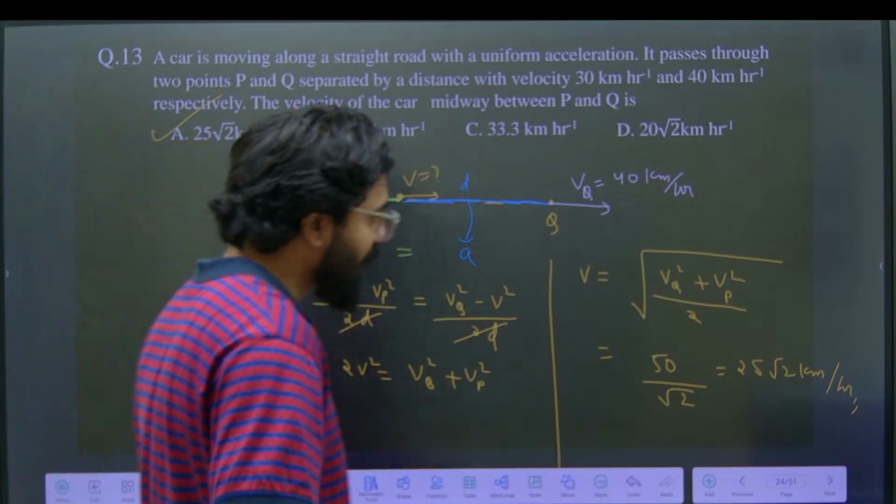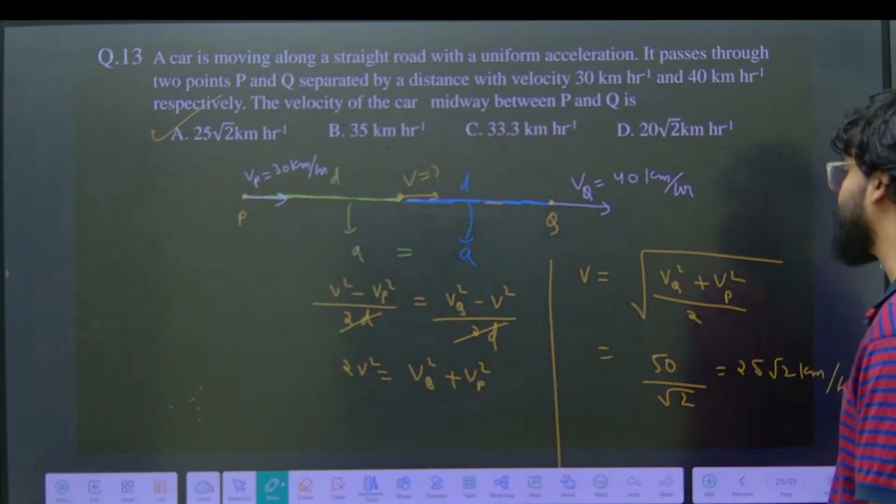So student thinking, yeah, answer is always Agra. Beta, no. You have to solve.